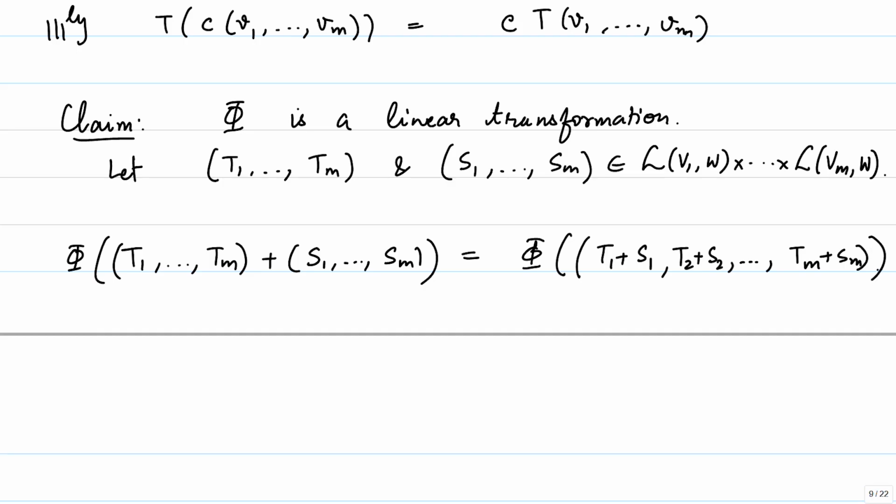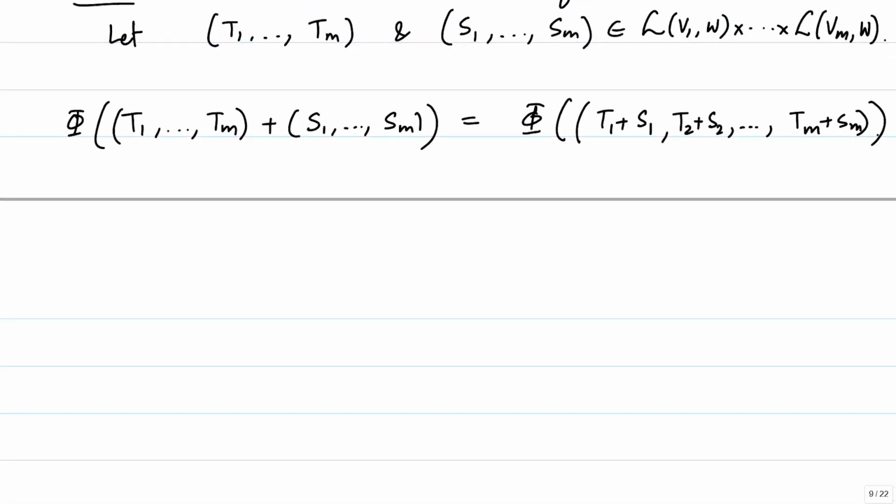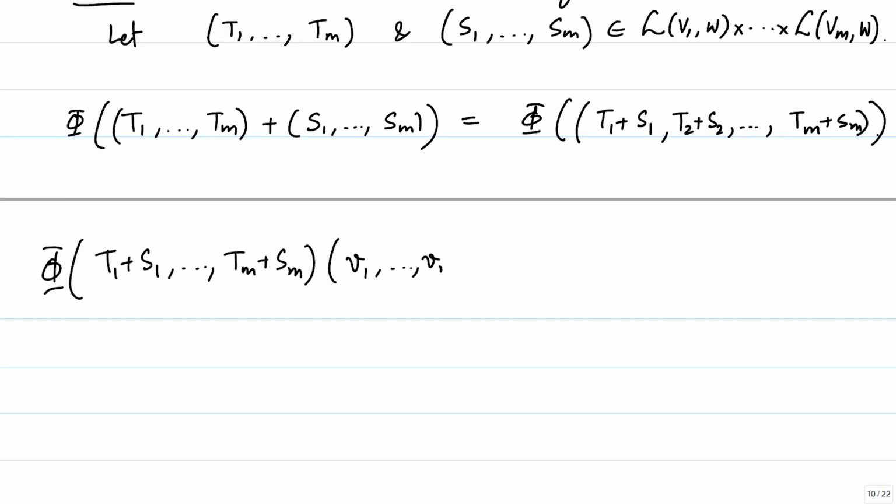This is what our Phi would be. So what is Phi of T1 plus S1 comma up to Tm plus Sm on, say, V1, V2, up to Vm, where V1, V2, up to Vm belongs to capital V1 cross capital V2 up to capital Vm? Let's see what this object is. By definition, this is equal to T1 plus S1 on V1 plus up to Tm plus Sm on Vm.